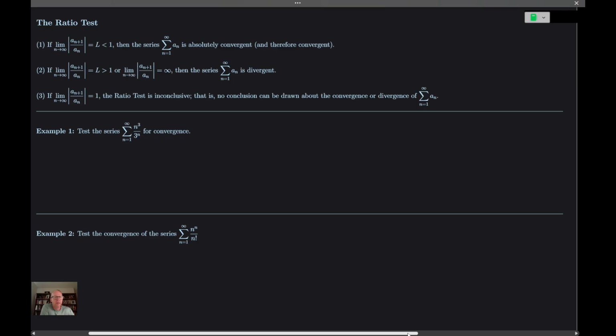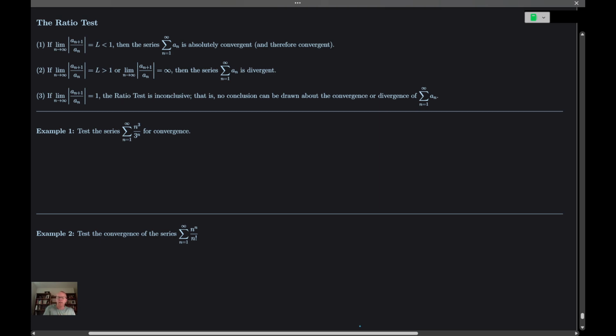The ratio test is where we set up this ratio. We basically take two consecutive terms, the nth term and the n plus 1 term, and we simplify that fraction however we can. Take the limit as n goes to infinity. If that limit is less than 1, then the series is absolutely convergent. If the limit is greater than 1 or infinite, then the series is divergent. And if the limit happens to equal 1, then this test is inconclusive. We can't really say one way or the other.